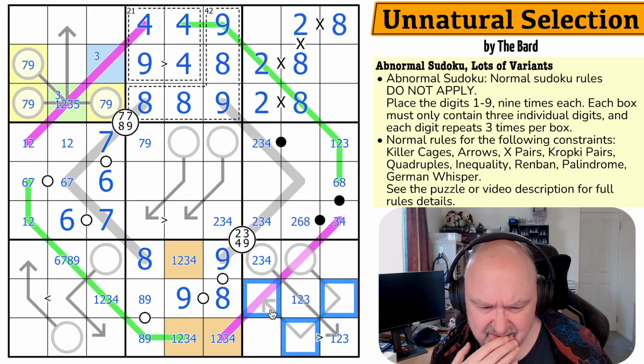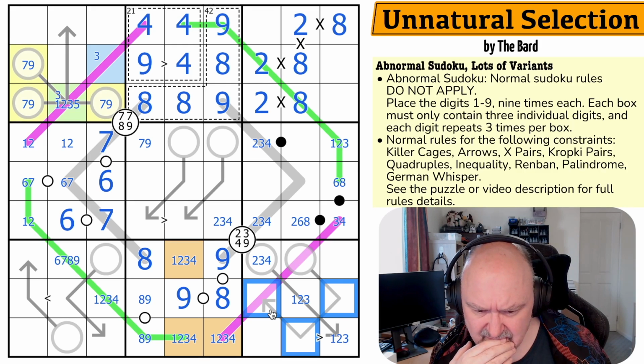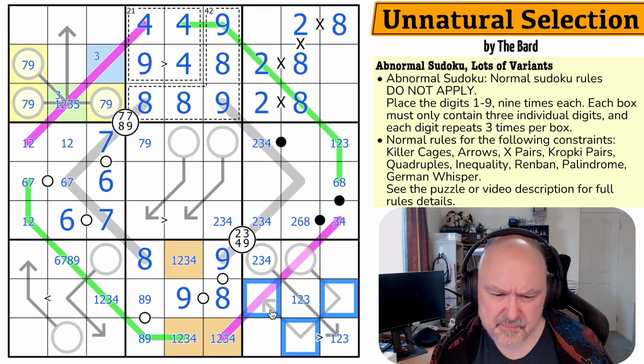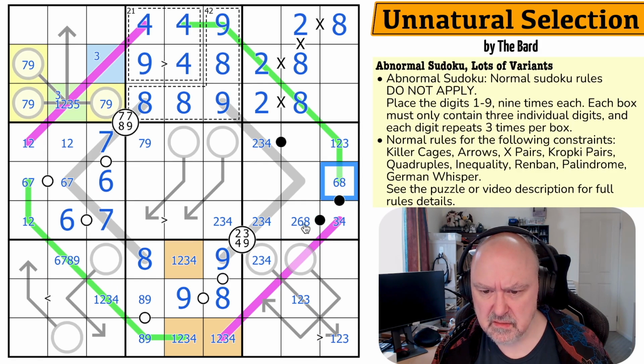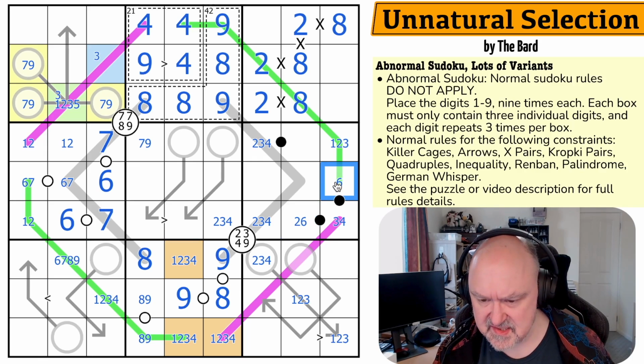This is tricky. If this is a 4, this is a 9, and I've got the final box with a 9. Oh, these aren't 8, because I've already got 3 boxes with 8. There's no 8s there. This is a 6. So this is a 3. This is a 6.